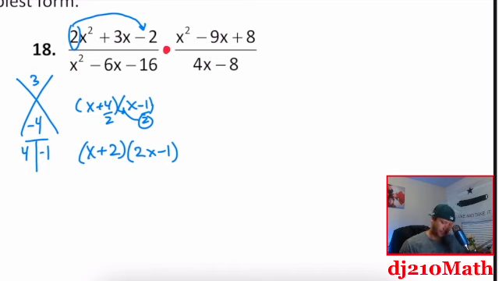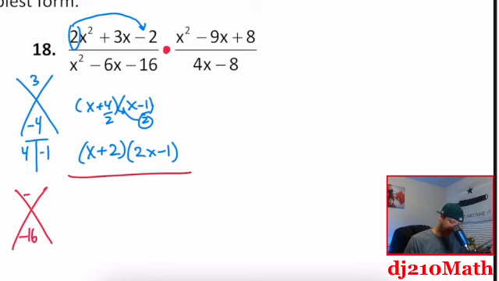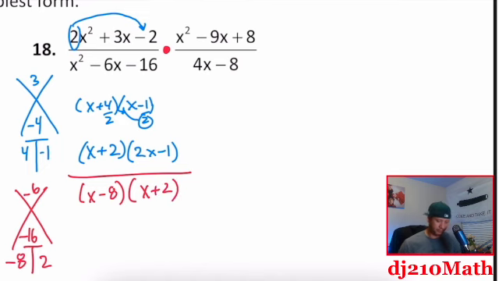Okay. On the bottom, two numbers that multiply to make -16 that add up to -6. 4 and 4 makes 8. 8 and 2. 8 and 2. One has to be negative, so the big one, because they have to add up to -6. So this is going to be x minus 8, x plus 2. I can already see those are going to cancel, but we'll do that in a minute.